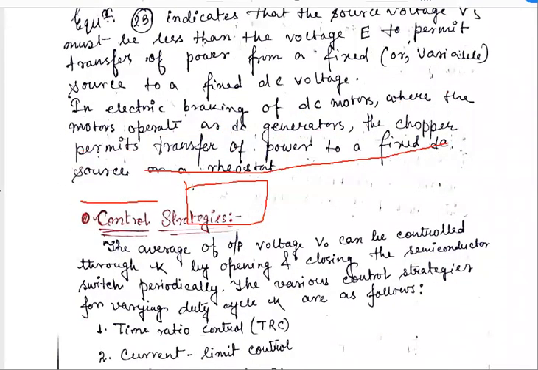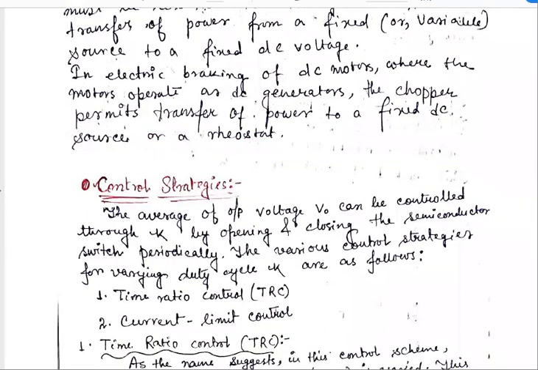Next, we are going to the control strategies, means how we control the output voltage. Actually, chopper is used for changing the DC output voltage. The average output voltage can be controlled by k, by opening and closing the semiconductor switch periodically. The value of k never is 1 because it cannot continuously open and close. So it generally lies between 0 and 1.